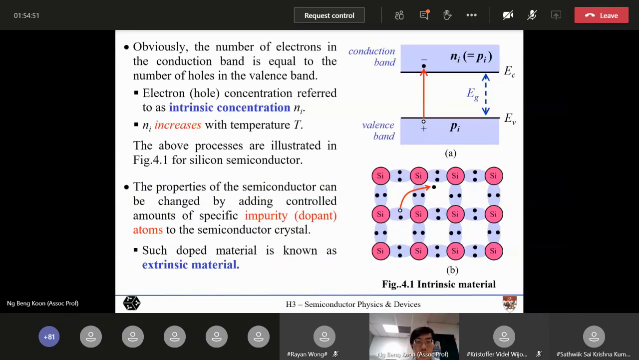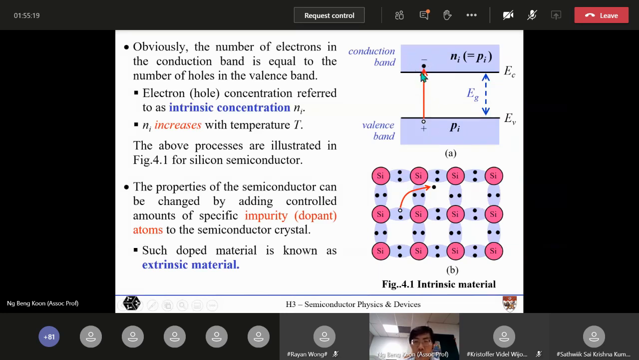Now, in the case of a pure semiconductor, we say that the carriers come from electron-hole pair generation due to thermal effects. The electrons get up to the conduction band, becoming free carriers, and this creates a vacancy in the covalent bonding, which gives you the corresponding holes. These two can move in the conduction and valence band respectively to carry the current.